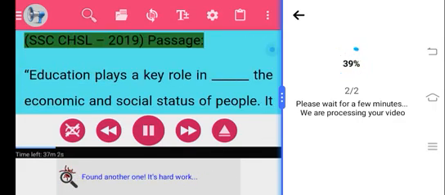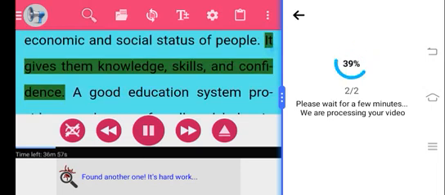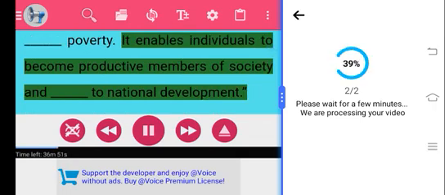Answer. C harmony. SSC CHSL 2019 passage. Education plays a key role in blank the economic and social status of people. It gives them knowledge, skills, and confidence. A good education system provides equal blank for all and helps in blank poverty. It enables individuals to become productive members of society and blank to national development.